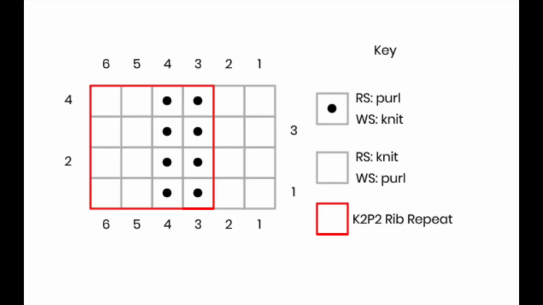And you can see that multiple demonstrated in this chart as well with the red box. It's telling us the stitches that we need to repeat. And on the right side rows, we are knitting, then purling, knitting, then purling, and then on the wrong side rows, we start with purl stitches and then knit stitches and then purl stitches across the row.